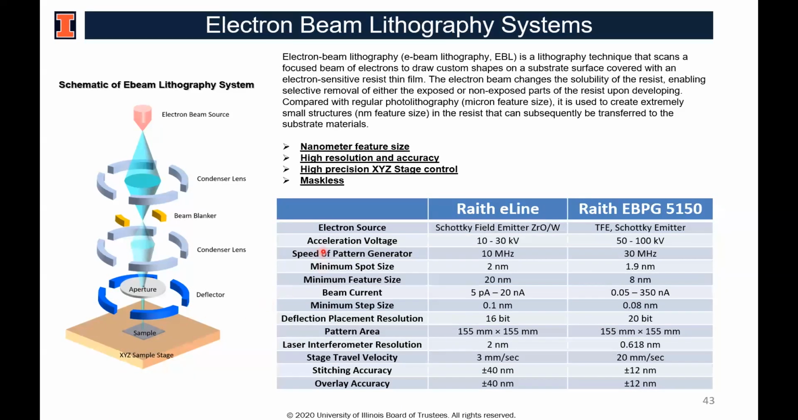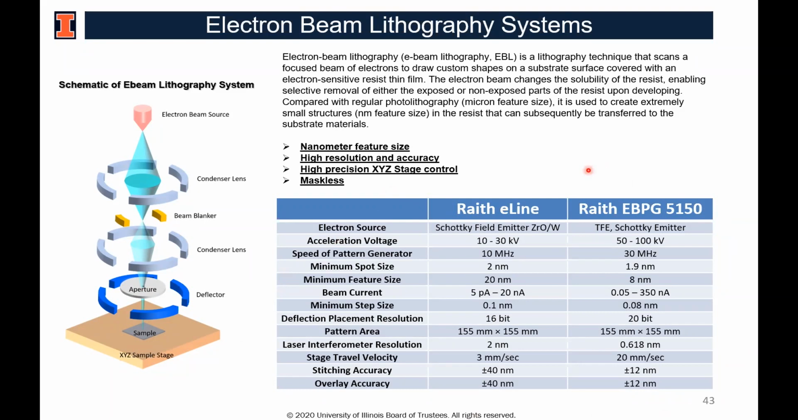And so the pros of the system are basically nanometer feature size, say tenths of a nanometer feature size or even smaller, high resolution and accuracy, high precision state control, and it's also maskless. It doesn't require a photomask. You just need some digital file. However, the throughput is slow, and you probably cannot work on a very, very large area.